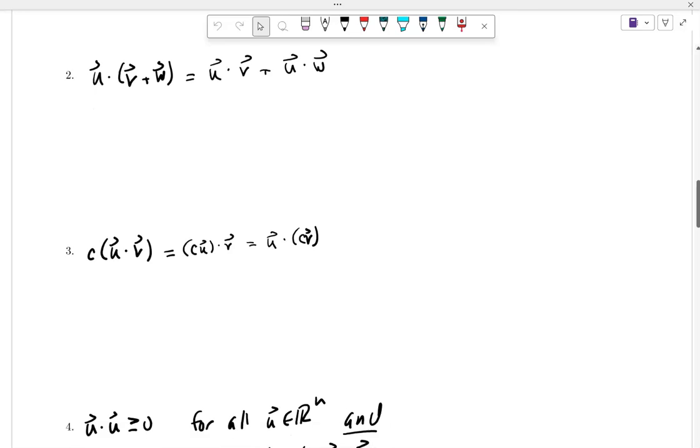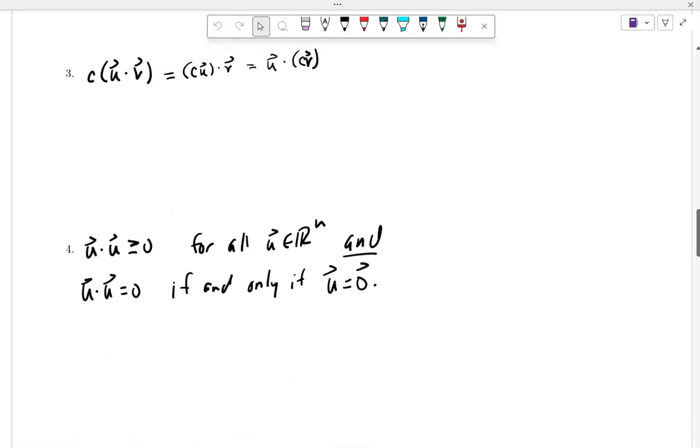The last one's kind of the big one. It has to do with length. When you do a dot product of a vector with itself, you get something that's non-negative. And the only way you can get 0 is if you started with the 0 vector. Those are kind of the important things of being an inner product. And those are the axioms that we're actually going to use later on to define new inner products on spaces.